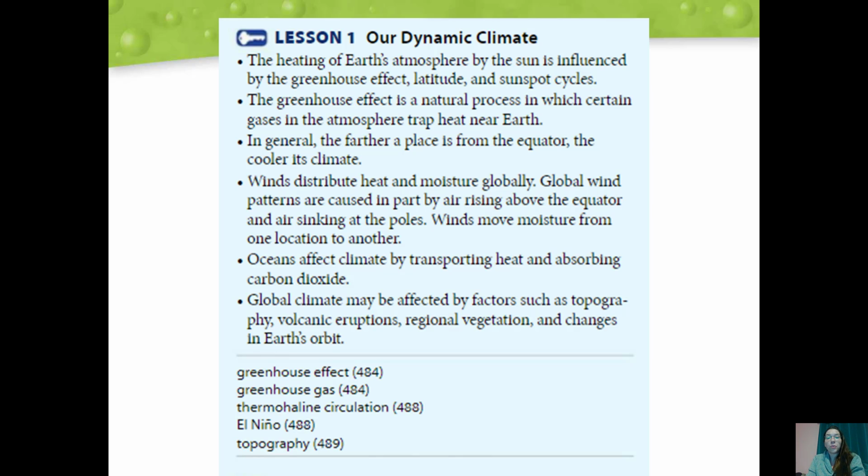We learned that winds distribute heat and moisture globally, that global wind patterns are caused in part by air rising above the equator and air sinking at the poles, and that winds move moisture from one location to another. Next, we learned that oceans affect climate by transporting heat and absorbing carbon dioxide. And lastly, in the first lesson, we learned global climate may be affected by factors such as topography, volcanic eruptions, regional vegetation, and changes in Earth's orbit. Listed below, you also see the appropriate vocabulary terms you should remember from this lesson.